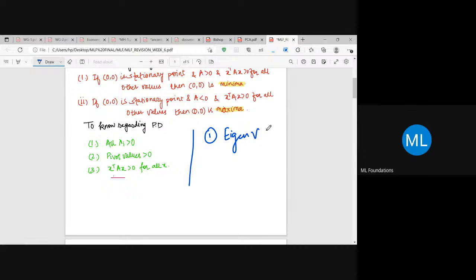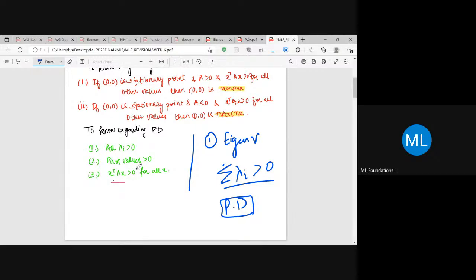You calculate the eigenvalues, and for all the eigenvalues, even if one eigenvalue is negative or 0, that is not positive definite. The compulsory criterion: all the eigenvalues that you have calculated must be greater than 0, not greater than or equal to. If they are greater than 0, then it's positive definite. Is this clear? Yes, sir. So the first way I told you: if all the eigenvalues are greater than 0, then this is positive definite.